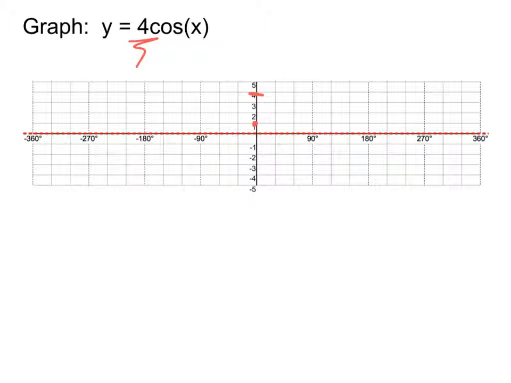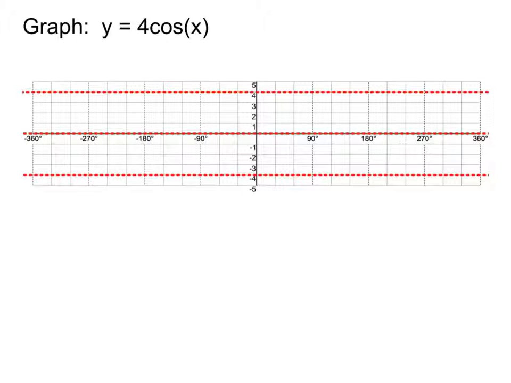We gave this a fancy name yesterday. We called that number the amplitude. So you could also describe it in those terms. Basically, it means that from our midline, I count up 4, draw in the top. And then from my midline, I count down 4, draw in the bottom.